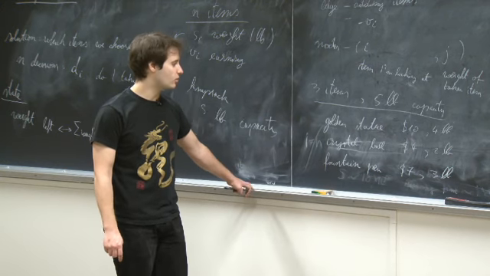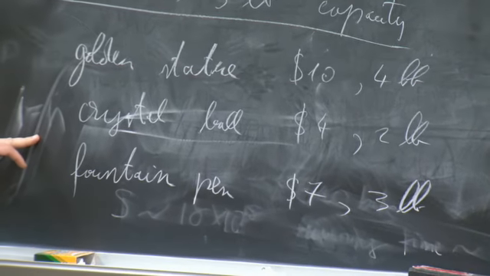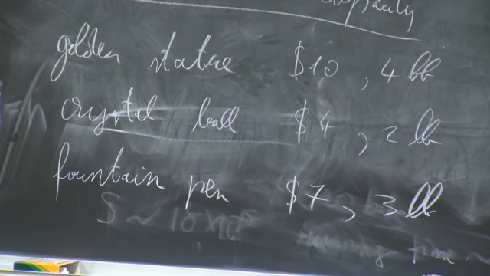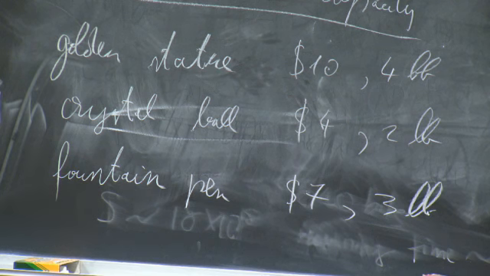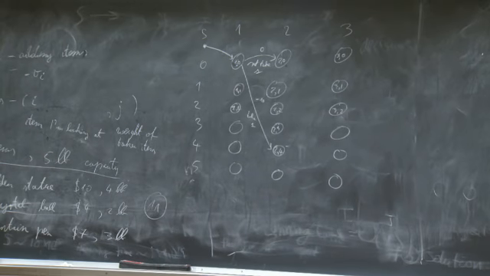So speaking of the goal, what's the answer here, by the way? 11. How do I get 11? By taking the last two items. So I take the ball and the pen, and I get 11, right? Okay, everyone on the same page?